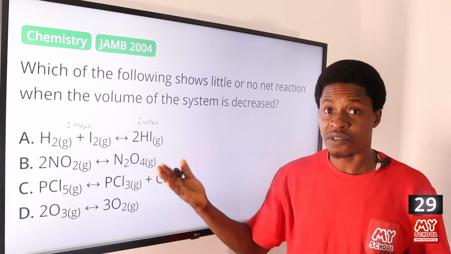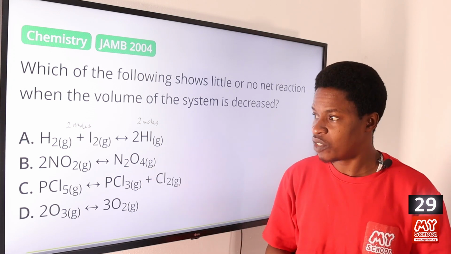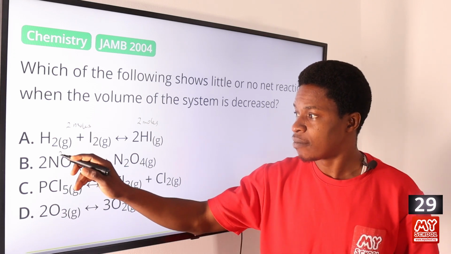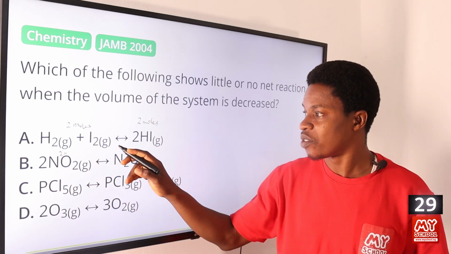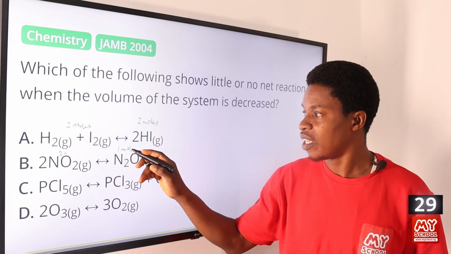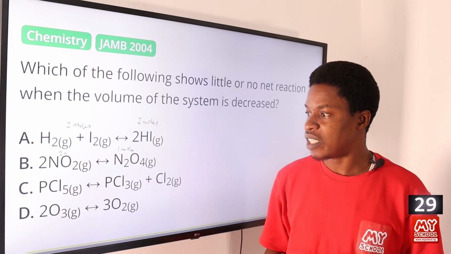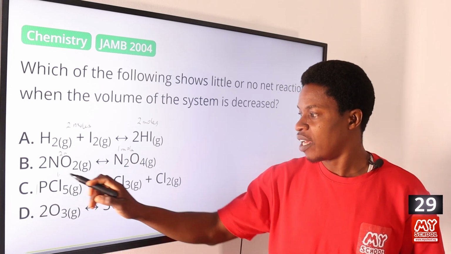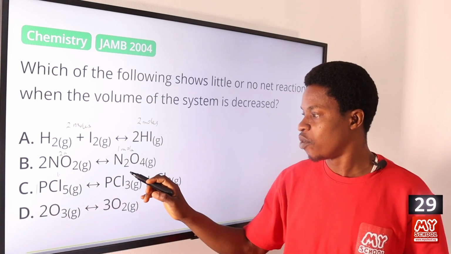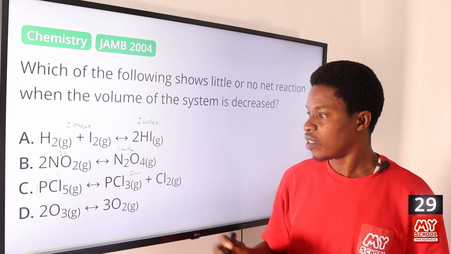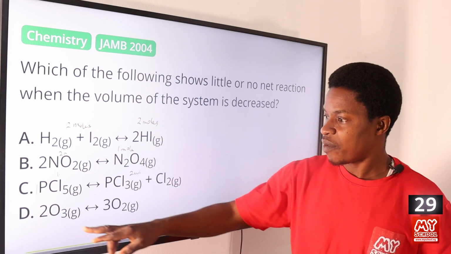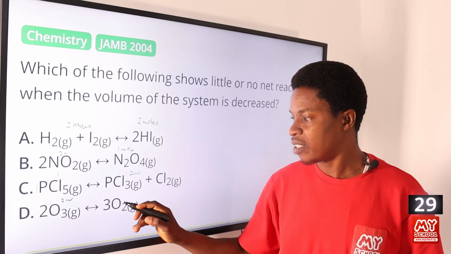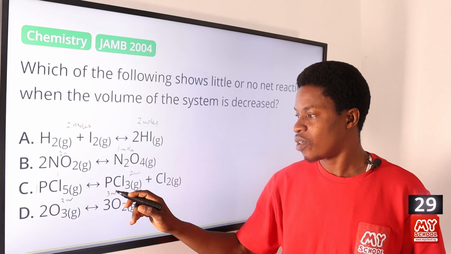There are different ways of solving this, but let's look for the easiest way. So on the left hand side for option B, we have 2 moles here, and on this side, we have what? 1 mole. On option C, we have 1 mole here, and on this side we have 1 mole, 1 mole. That is 2 moles. Then on this side we have 2 moles here, and on this side we have what? 3 moles on this side.